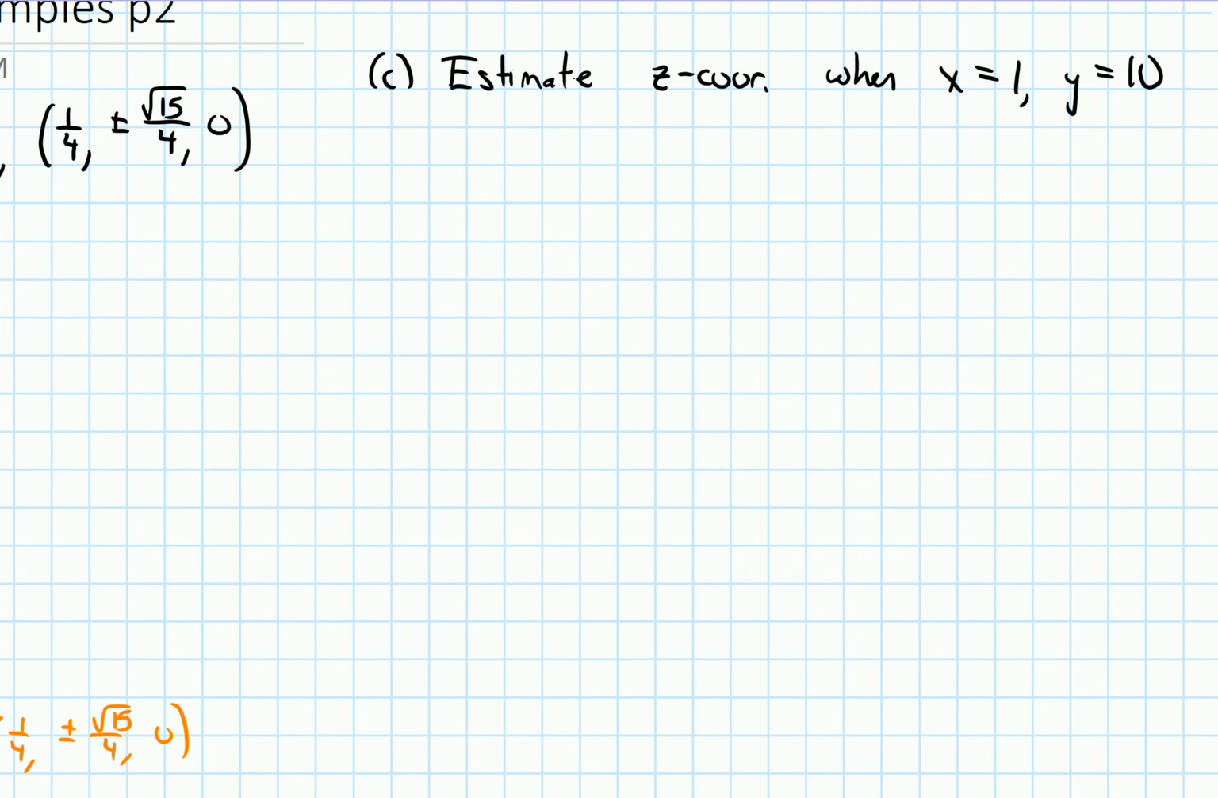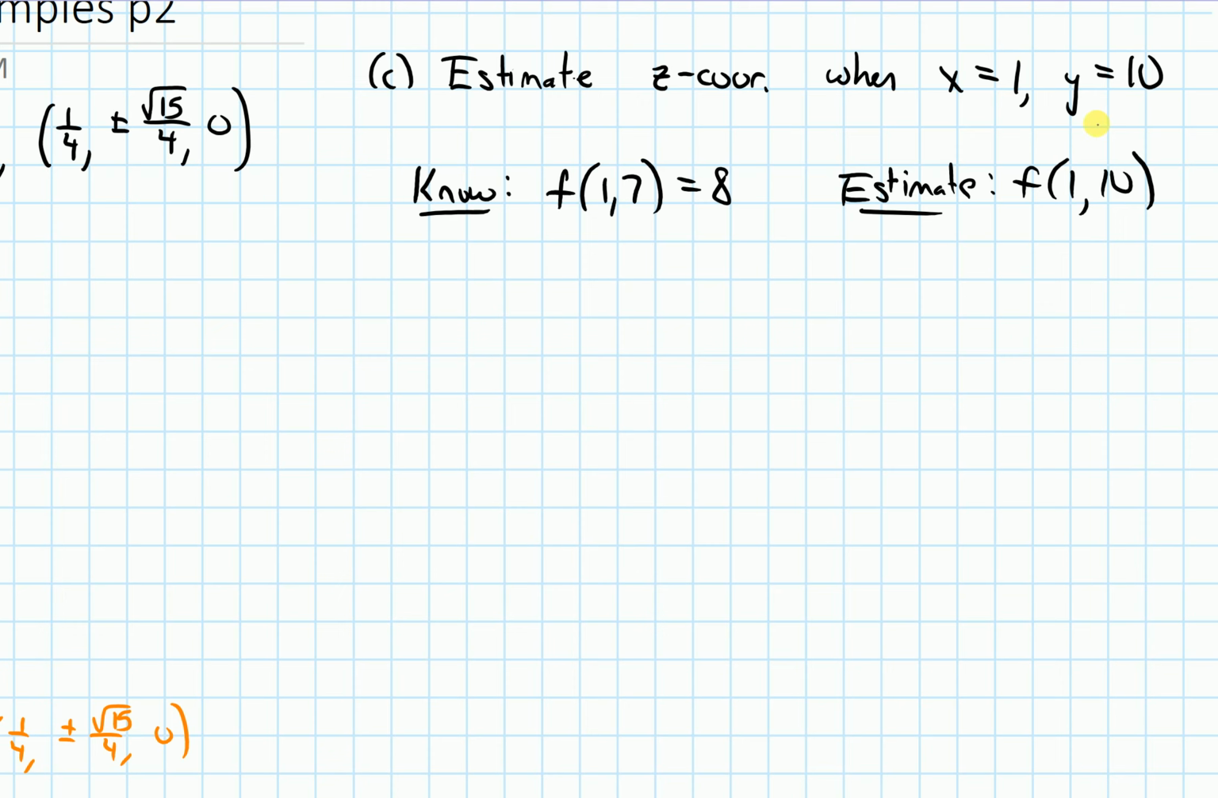So finally, we want to do part C, which asks us to estimate the z-coordinate when x is 1 and y is 10. So it's helpful to remember what it is that we know, the point that we're given information about. I know what's going on if I plug in x is 1 and y is 7 into the function. This outputs 8. And I want to estimate f of 1, 10. When I plug in x is 1 and y is 10 into my function, that'll output the z value.